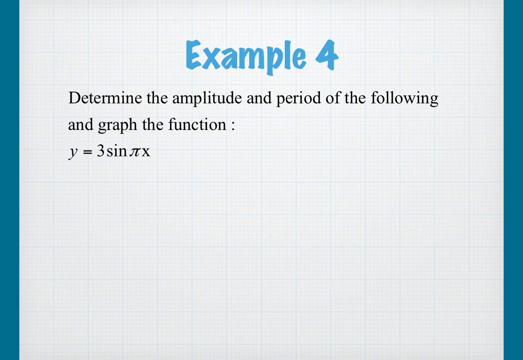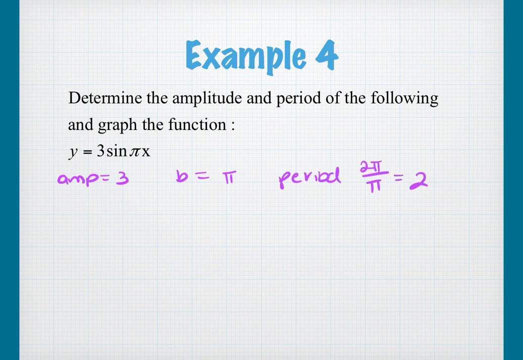All right, this one just says determine the amplitude and the period of the following function. So what's your amplitude? 3, good. What's b? Pi. So my period would be 2 pi over pi, which is 2. So your key points would be at 0, a half, 1, 1.5, and 2.